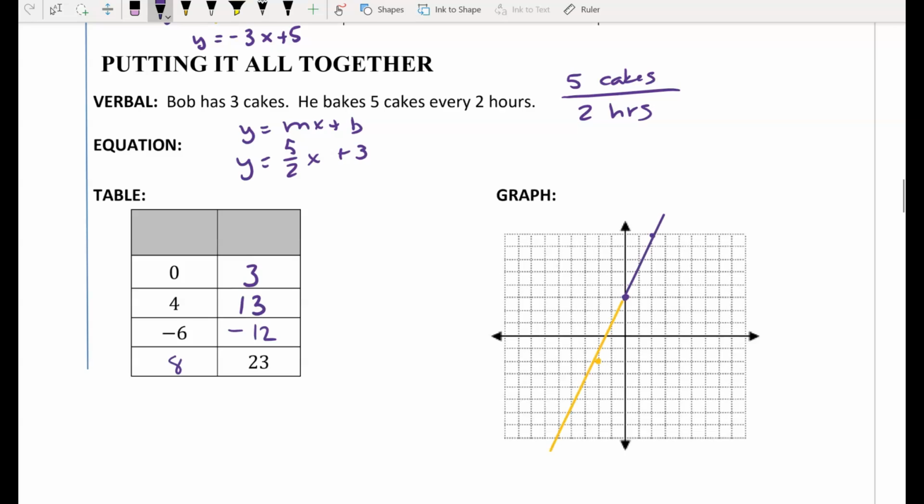Fill out your table and graph it just like we have in the previous lessons and this lesson. And then in your summary, I want you to tell me why only part of the graph and part of the table makes sense for the problem.